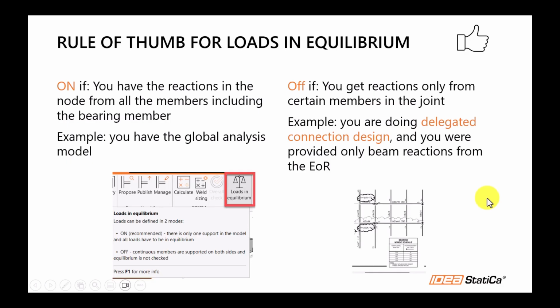Now let's go to the third rule of thumb, and this is for loads in equilibrium. This is a common question. This option can be turned off or on for the entire connection. You'll have that option in the top ribbon. This option will define if you add forces on the support member, okay? My rule of thumb when reviewing models is the following. Keep it on if you have the reactions in the node from all the members, including the bearing member.